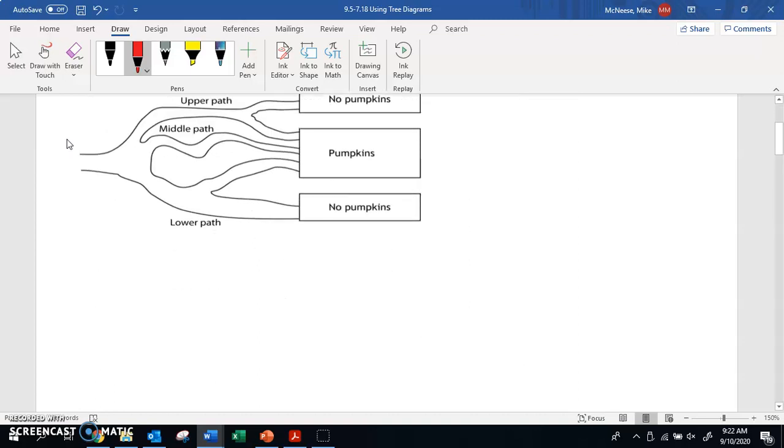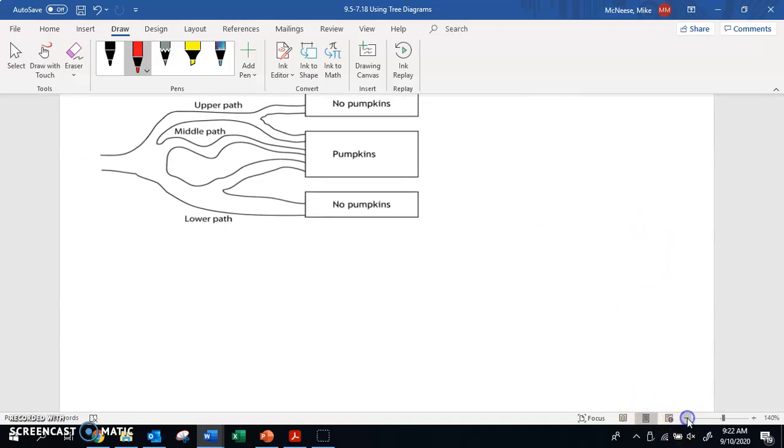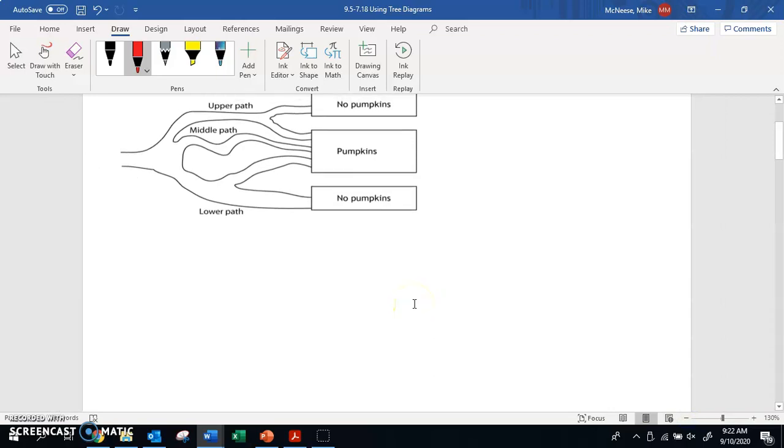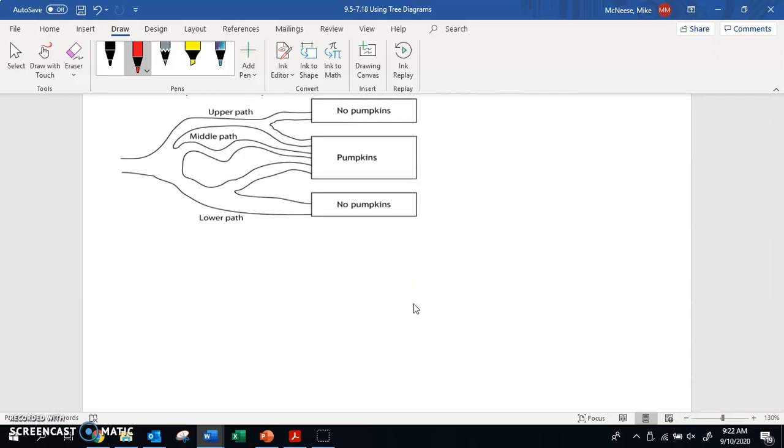At the very beginning, I'm going to scroll down just a little bit. Let me zoom out. At the very beginning, we have the start, okay? And now from the start, you'll notice that we have three different paths. So we've got upper, middle, and lower. And now, since there are three possible paths, at the very beginning, you have a 1 in 3 chance of going on any of these paths.